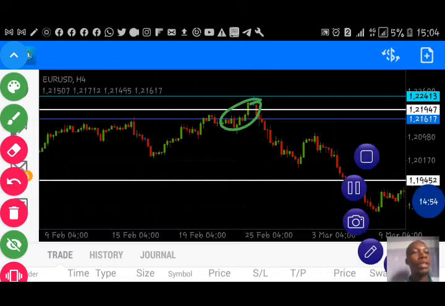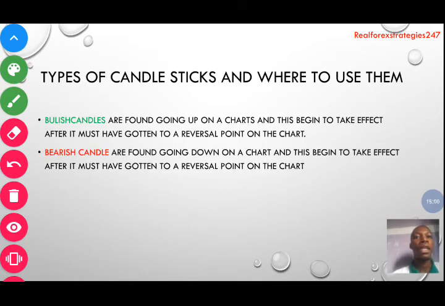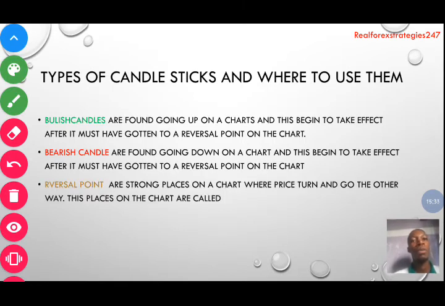Okay, so next slide, we have bearish candlesticks. Bearish candlesticks are found going down on a chart, just like the chart I showed you just now. So when you see a bearish candlestick, they are found going down on a chart, and this begins to take effect after it must have gotten to a reversal point on the chart. This reversal point for a bearish candlestick is called resistance. Now let's move into support and resistance.